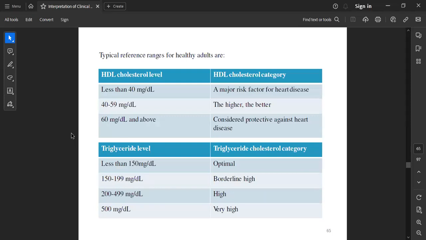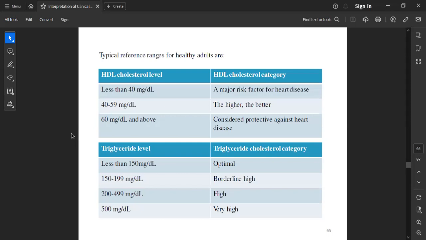HDL is good cholesterol because it contains more protein and less lipids, so the higher the better. The opposite is true for LDL: the lower the better. But they all have their functions, so they all have their normal reference values.